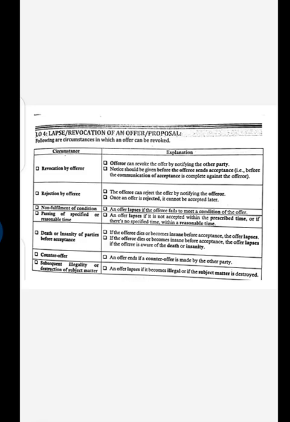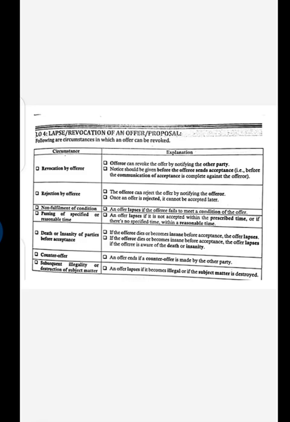The counter offer is very simple: either you will choose the visit to Canada or you will choose the visit to Europe. An offer ends if a counter offer is made by the other party. So if you choose to visit Europe, then definitely the offer of Canada will be cancelled.